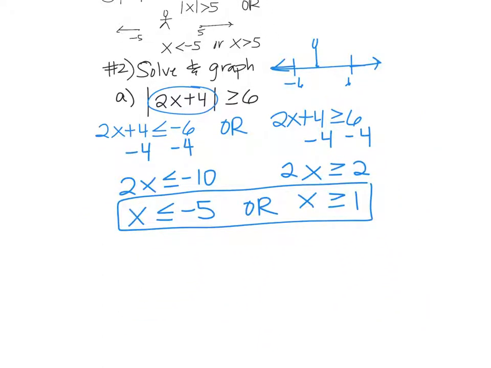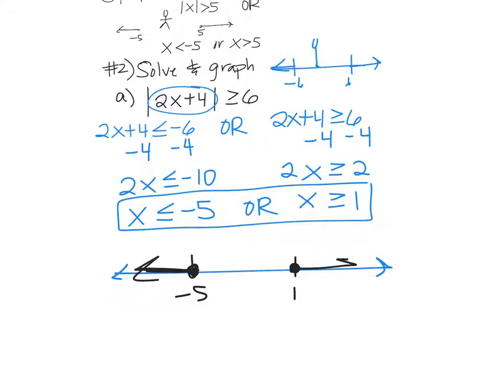Numbers that are, and we can graph this, numbers that are less than or equal to negative 5. Graphing it actually helps you see if you got the problem right. Did you know this is an or? It's going to go in either direction. Or x is greater than or equal to 1. If they're coming together, you did something wrong. It's not an and problem. It's a greater than.